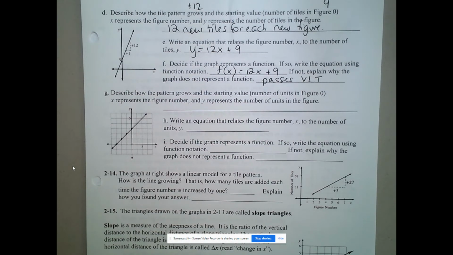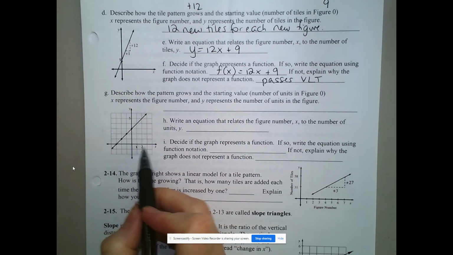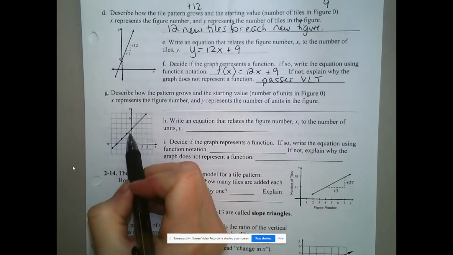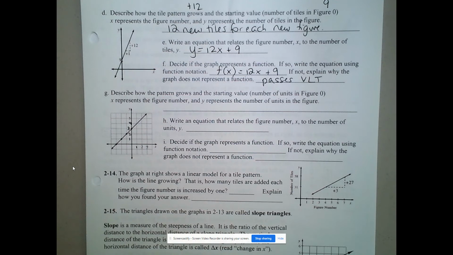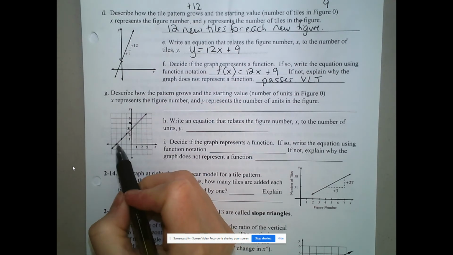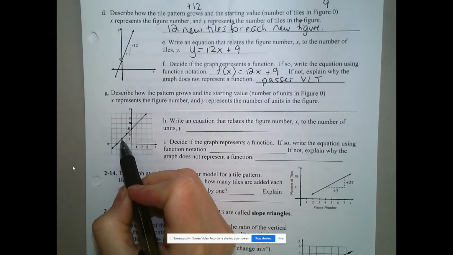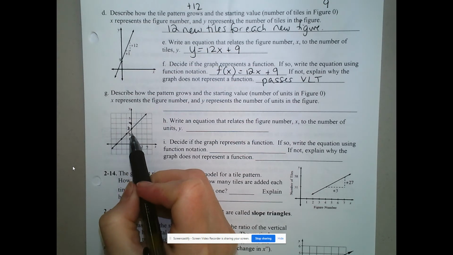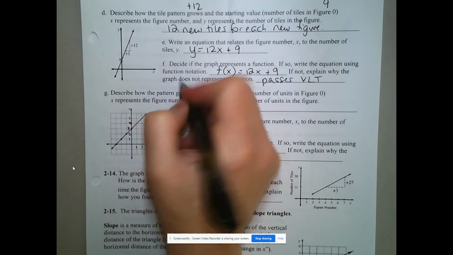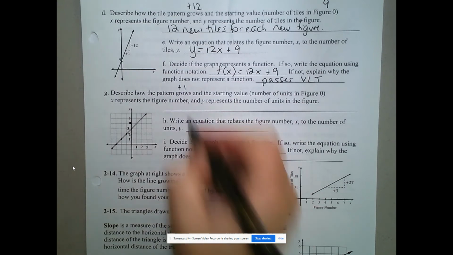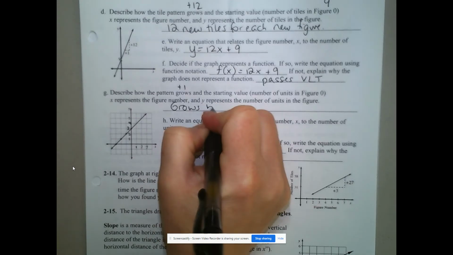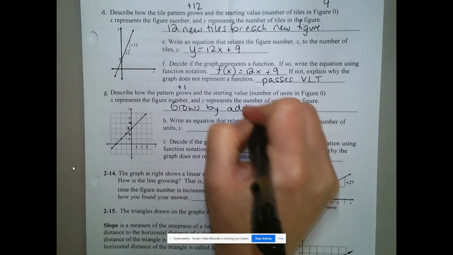How does it grow? Well, this is 1, 2, 3, and this is 1, 2, 3, 4. I'm just double checking that they didn't change the scale on us. So if I go from point to point, it's over one figure, up one tile, over one figure, up one tile, over one figure, up one tile. So the growth pattern for this is just plus 1. So it grows by adding one tile.